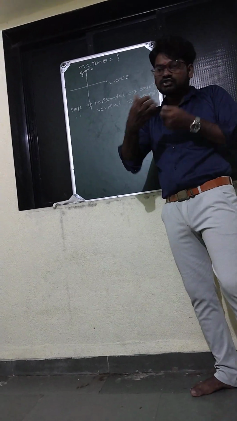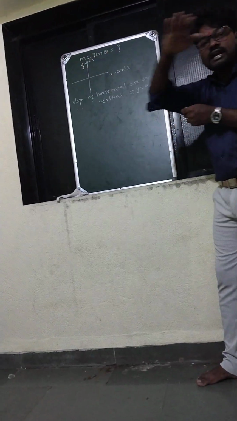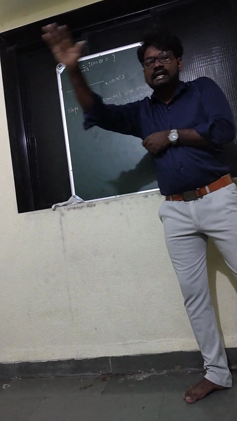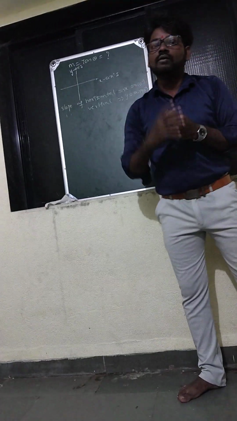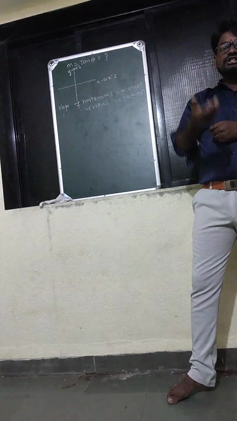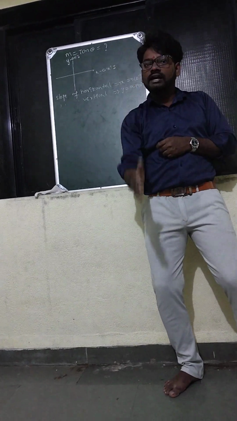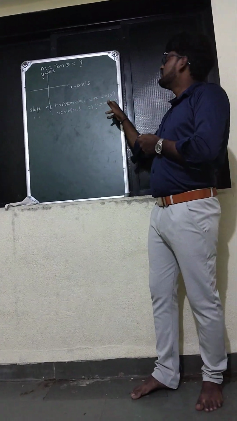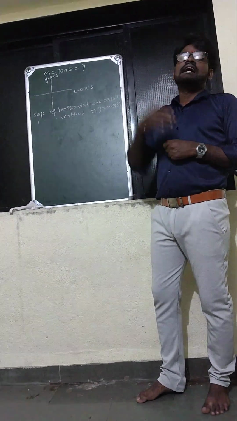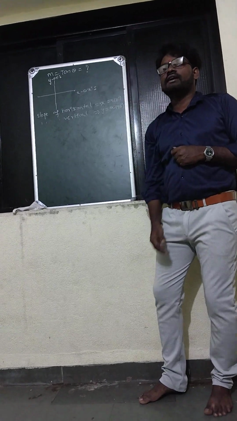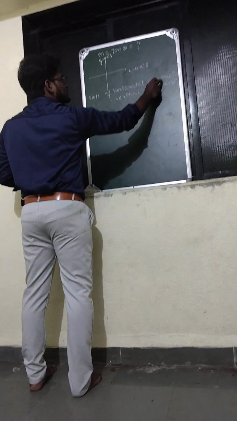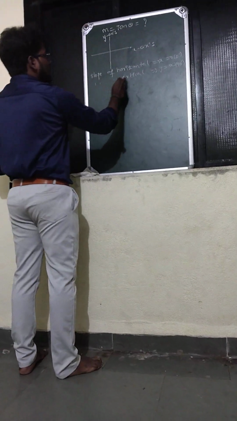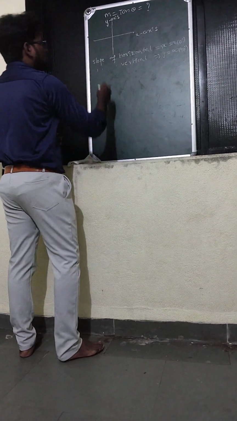Horizontal line means the x-axis. The x-axis slope is 0. And the slope of the y-axis is undefined. Y is undefined, x is 0. The slope of the horizontal line is 0, and the slope of the vertical line is undefined.